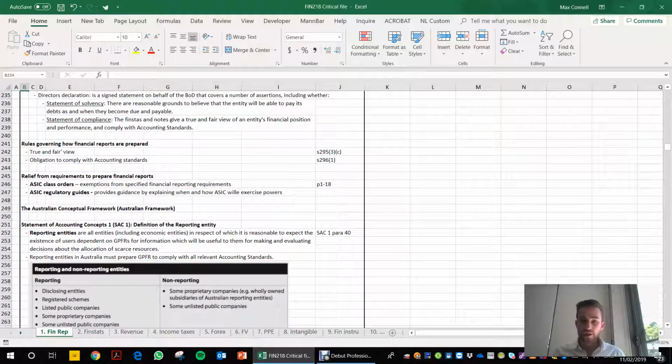There are certain situations in which you don't need to prepare financial reports in which you otherwise would because of the above rules. Number one is ASIC class orders. It's basically an exemption because ASIC has specified that you do not need to do that. And ASIC regulatory guides. Basically ASIC releases guidance which explains when and how they're going to exercise their powers.